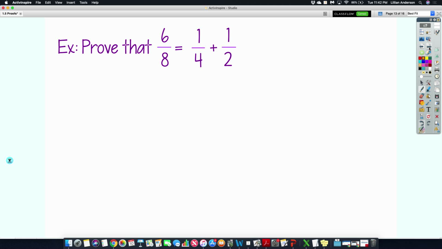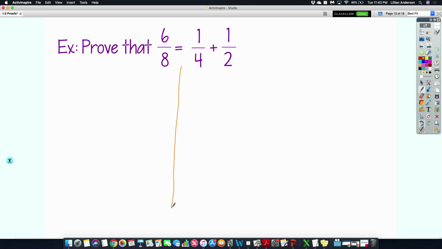How difficult is this going to be? Well, here's an example. 6/8 equals 1/4 plus 1/2. This is a deductive proof. And our goal is to make sure that the left-hand side equals the right-hand side. Now, whenever it comes to proofs, your best bet is to work with the side that you can manipulate the more challenging side, because it's easier to manipulate the more challenging side than the simple side. So what I'm going to do is I'm going to work with the right-hand side in this case to make it look like the left-hand side.